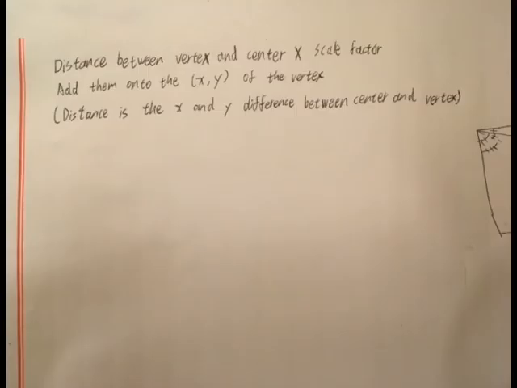This is a list of the final steps of doing this dilation, a wrap up. So you find the distance between each vertex and the center, times that with the scale factor, and add the result onto the center's xy coordinate. Sorry, it should be the center. The distance is just the xy difference between the center and the vertex. So you might want to pause here. Well, moving on, next section.